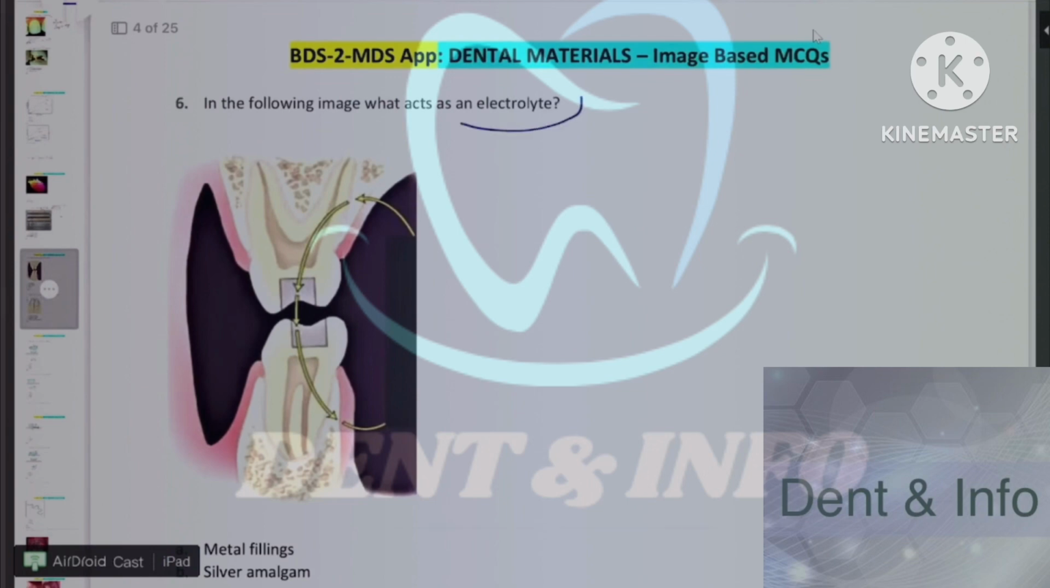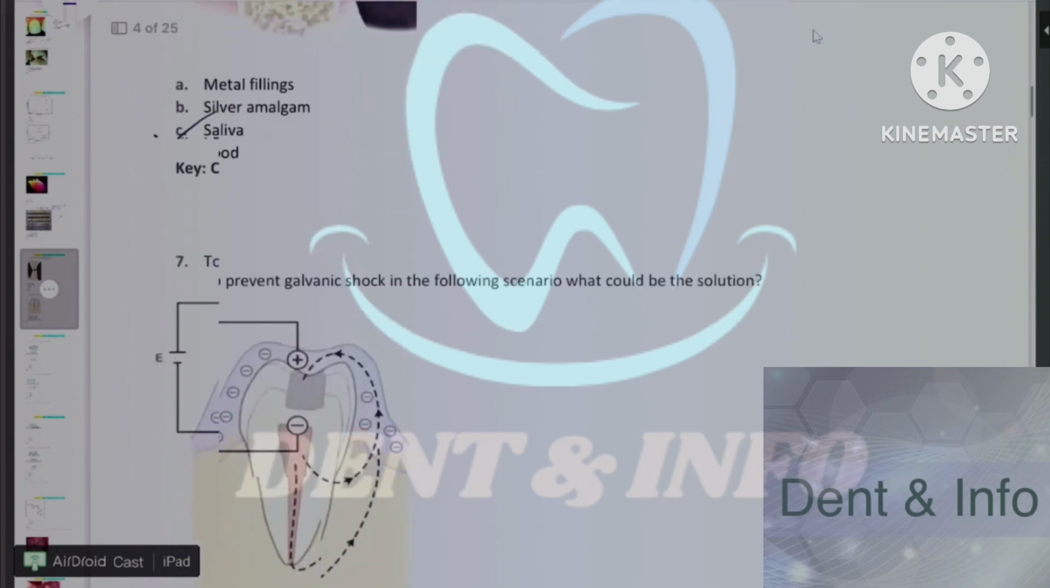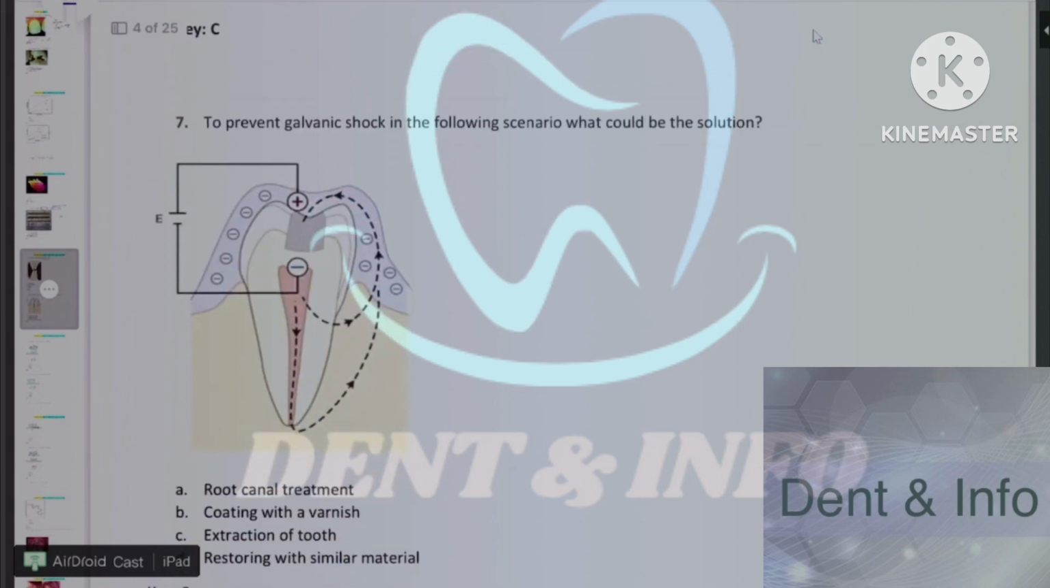What acts as an electrolyte in this reaction? Definitely between the two teeth, the electrolyte is saliva. This is a question which has been asked in exam. This image was asked in AIIMS and they asked where this negative charge comes from. The negative charge comes from the chloride ions in dentinal fluid.